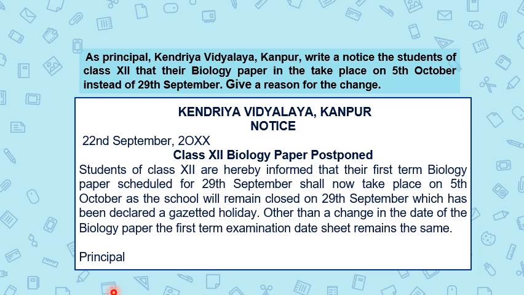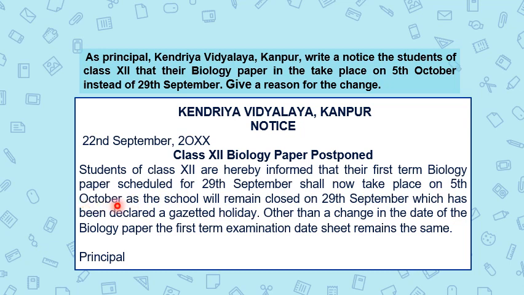The first notice under this category is the principal informing the students about the change of their biology paper, which was supposed to take place on the 29th, but now it has been postponed to 5th October. Let's quickly look at the content. Students of class 12, that's the target group here. They are being informed that the first term biology paper scheduled for 29th shall now take place on 5th October.